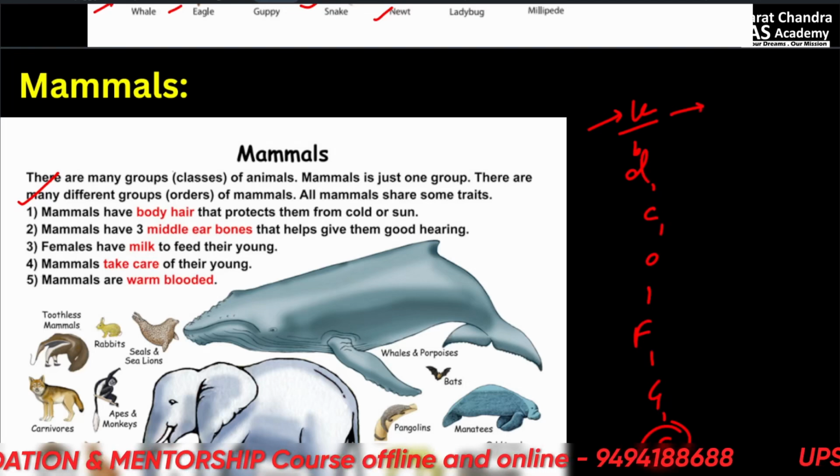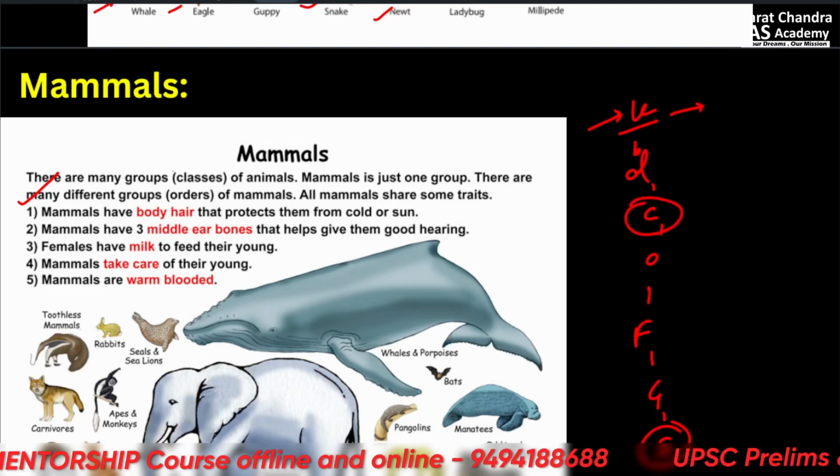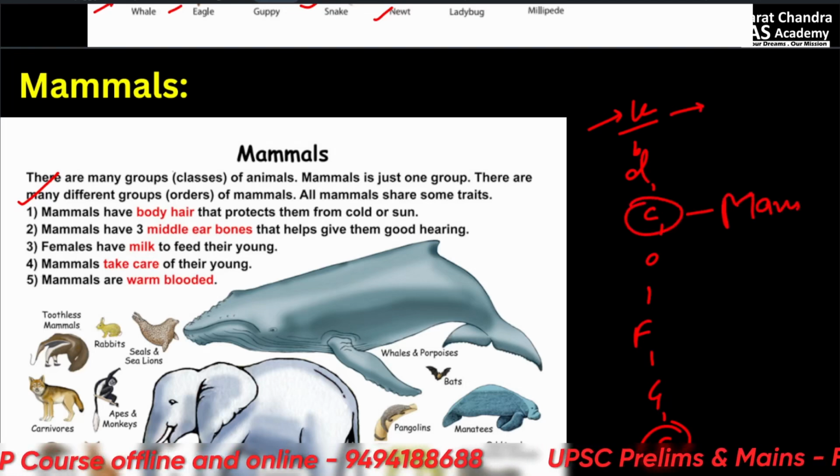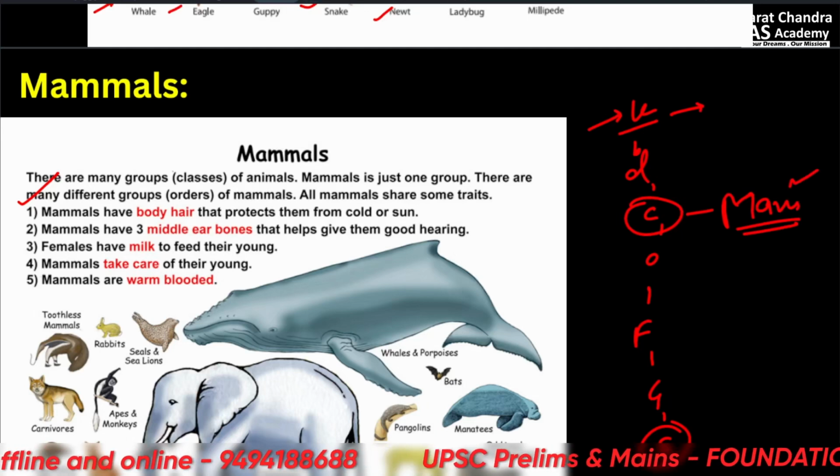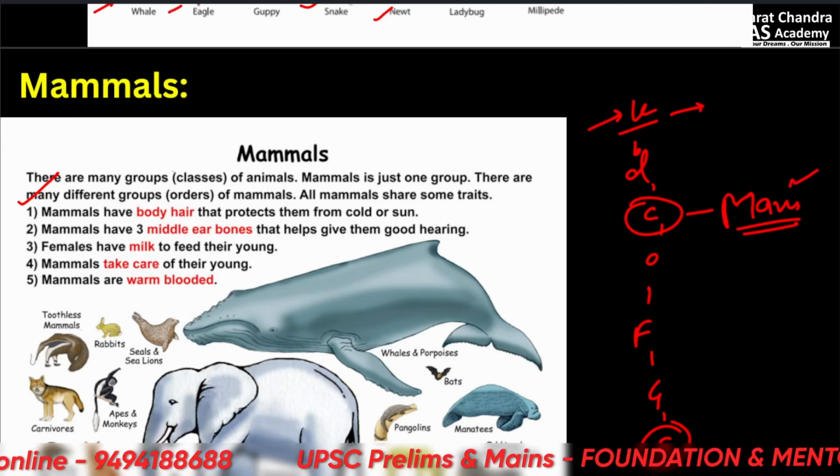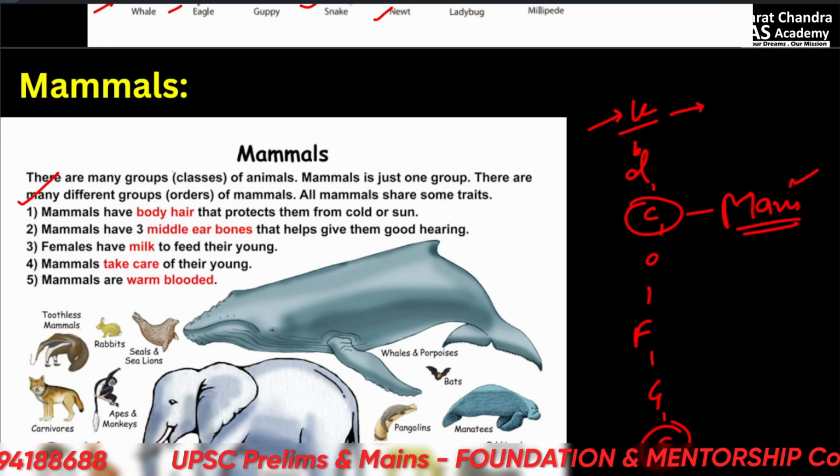We have already seen the animal kingdom. Now we are going to talk about the class Mammalia, or mammals. This is the level of information you should process about the important species.